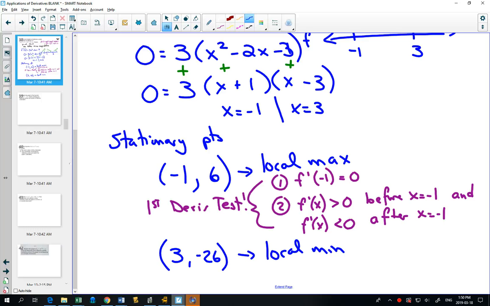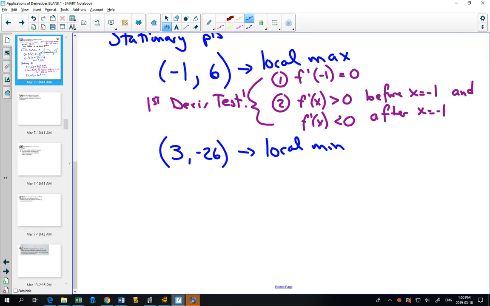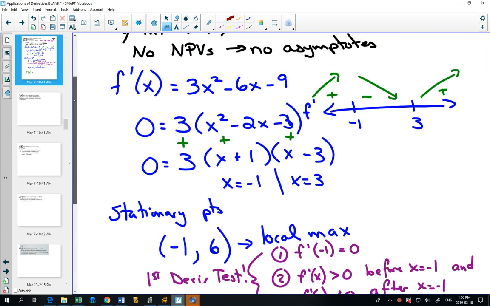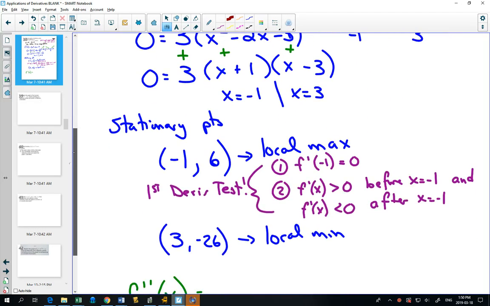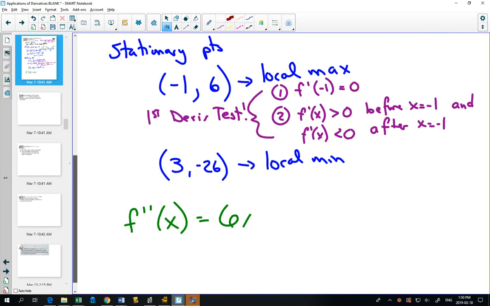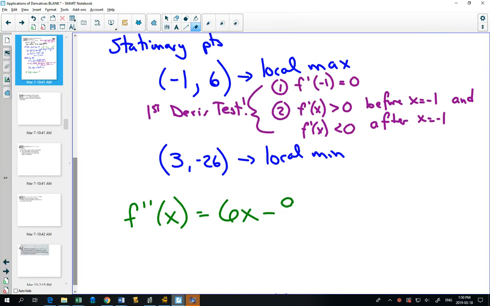So step 1 of sketching will be doing your first derivative test and the sign diagram to find maximums and minimums. Next, we would look at our second derivative. Well, what's f double prime of x? I look at my first derivative, which was 3x squared minus 6x minus 9. So my second derivative will be 6x minus 6.